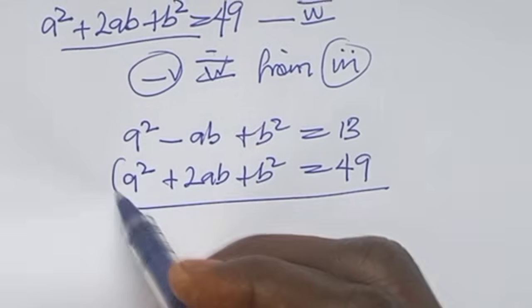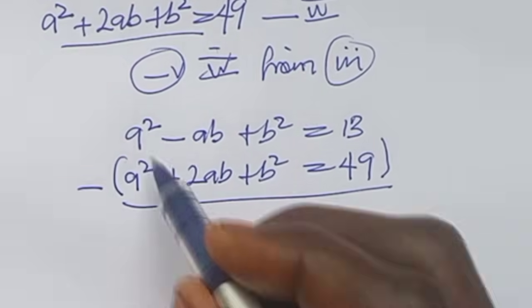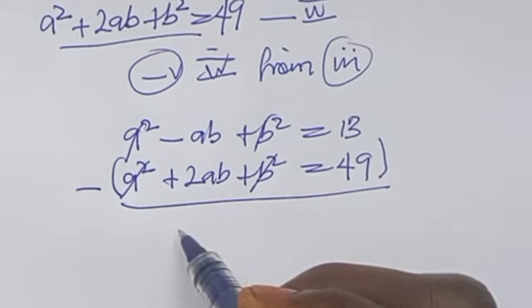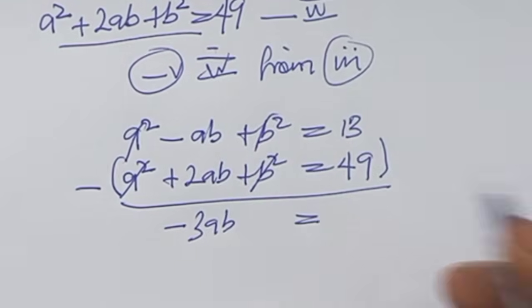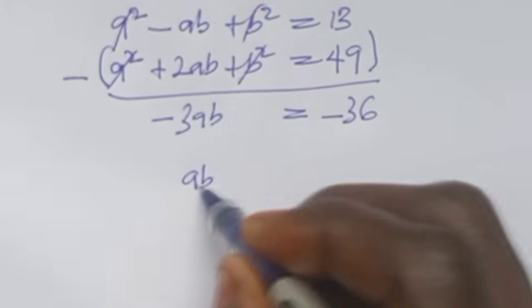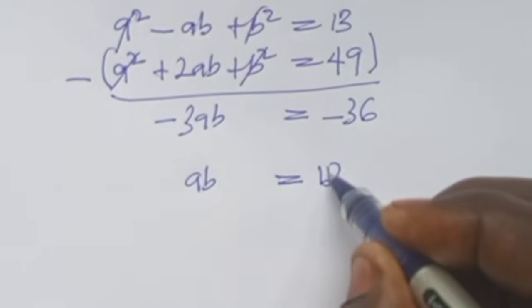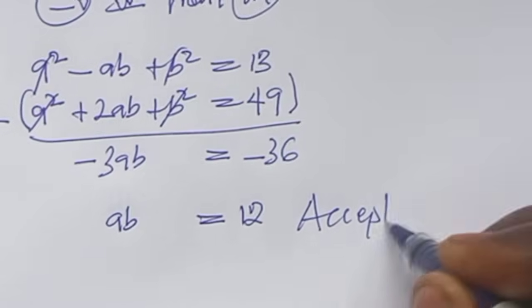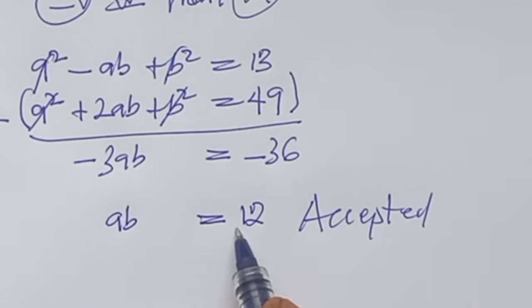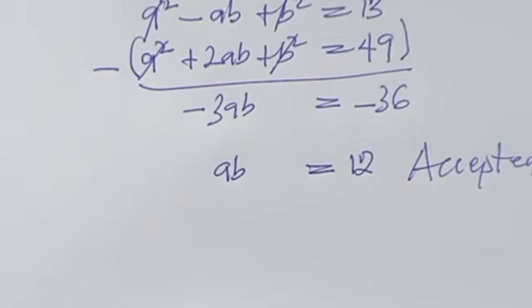And if we solve this system of equations, this will cancel out. And here we have minus 3ab equals minus 36, so that ab will be equal to 12. And this is accepted. It's a positive integer.